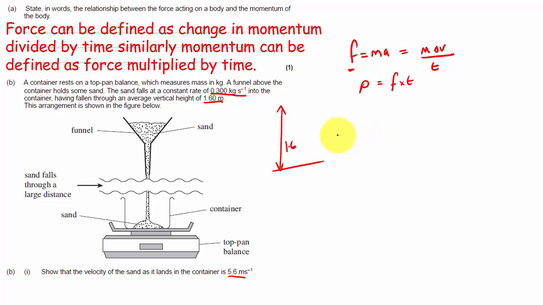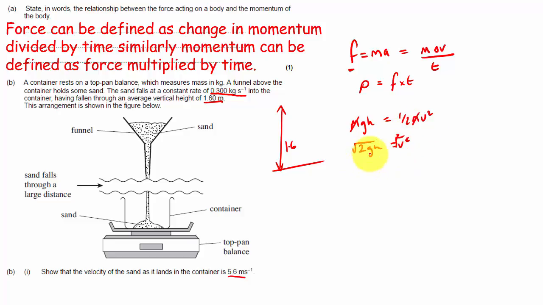So you can either think about it in terms of energy, in which case mass times gravity times height is being converted into kinetic energy, which is half mv squared. Mass hasn't changed. Multiply both sides by 2: 2gh equals v squared. Square root both sides, the root and the square cancel. So v is equal to root 2gh.